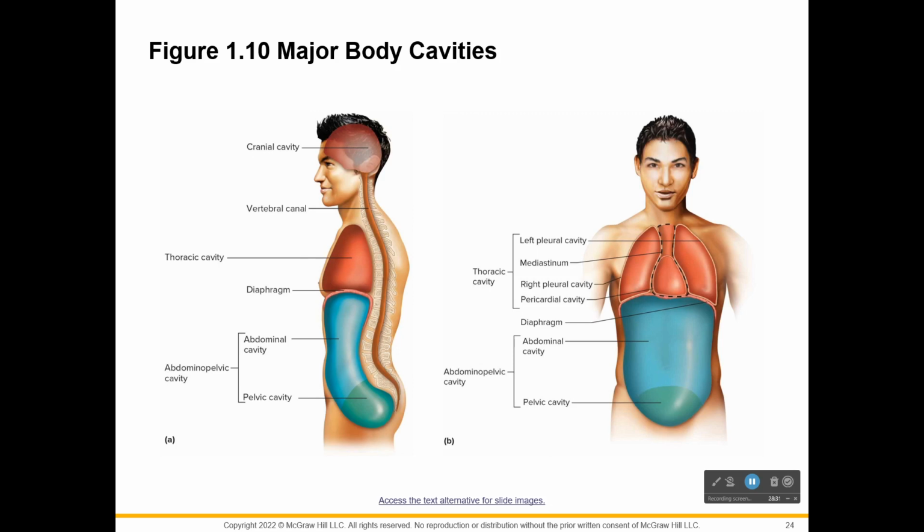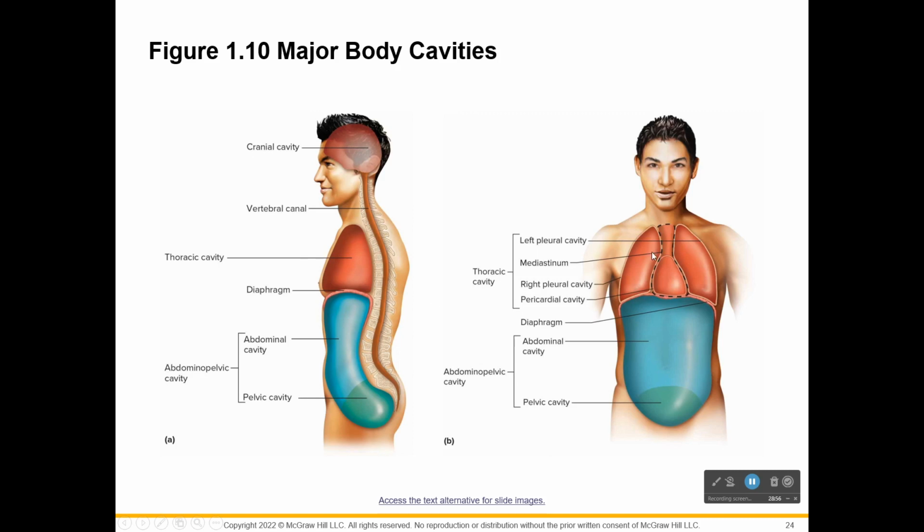So we have our cranial cavity that holds our brain, our vertebral cavity. See how it's running down through the vertebra, or the vertebrae, and so this is going to have the spine inside of it, which is nervous tissue. The thoracic cavity, our chest cavity, is above this thin muscle, the diaphragm, and then you have your abdominal cavity and your pelvic cavity together called the abdominopelvic.